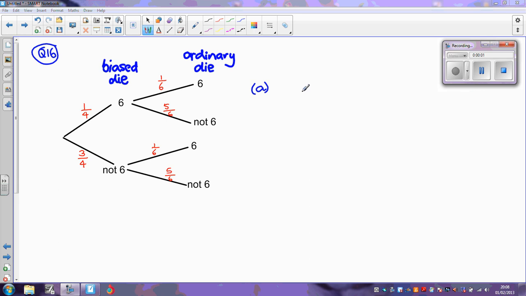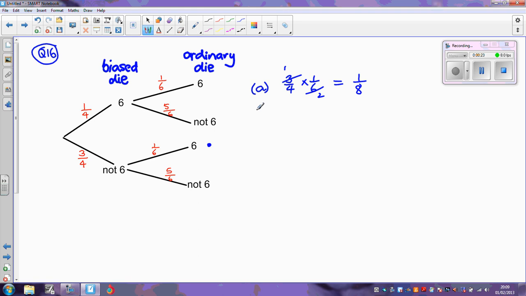The question here says, what's the probability that the fair die shows a 6 and the biased die doesn't show a 6? So here's the biased die. The biased die doesn't show a 6 and the fair die does show a 6. So we're going to multiply along these branches and do 3/4 multiplied by 1/6. I can cancel there 1 and 2, and the probability there is 1/8.